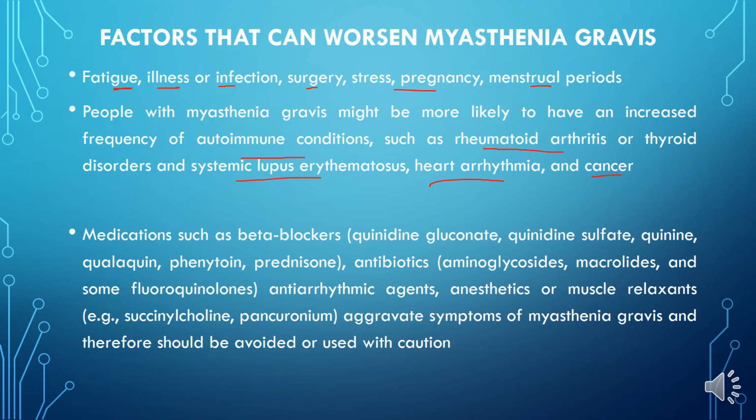There are also certain medications, for example beta blockers, certain antibiotics, certain anti-arrhythmic agents, also anesthetics and muscle relaxants. All these medications can also aggravate or worsen the problems caused by myasthenia gravis. So any patient suffering from myasthenia gravis should strictly avoid all these conditions.